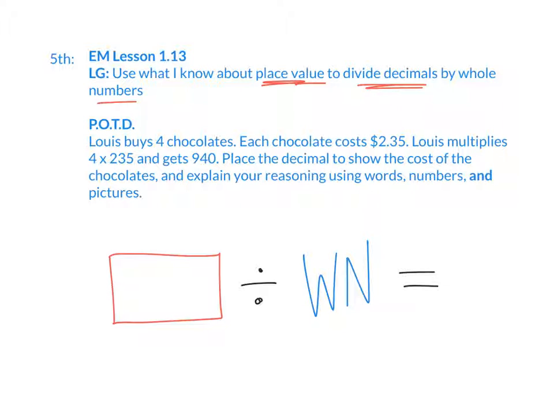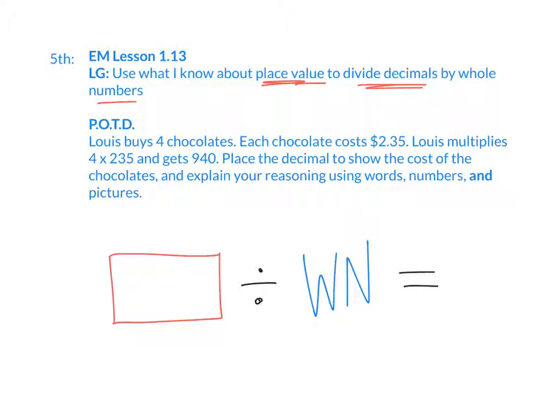Now, before we even talk about the problem of the day, I want to talk about this for a second. If we're going to have a decimal divided by a whole number, there's 3 different parts in a division equation. There's the first number, which is in this case going to be a decimal. Then there's the number that you're dividing it by, and then there's the answer. Okay? Each of these parts has a name.